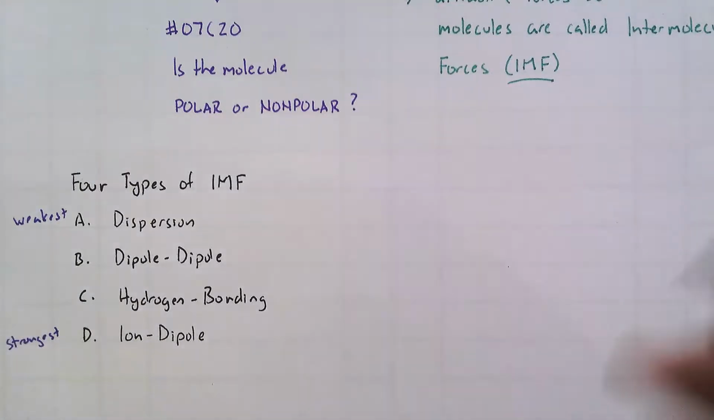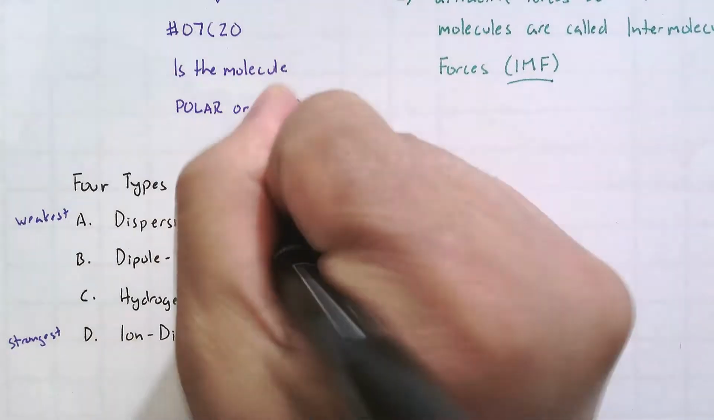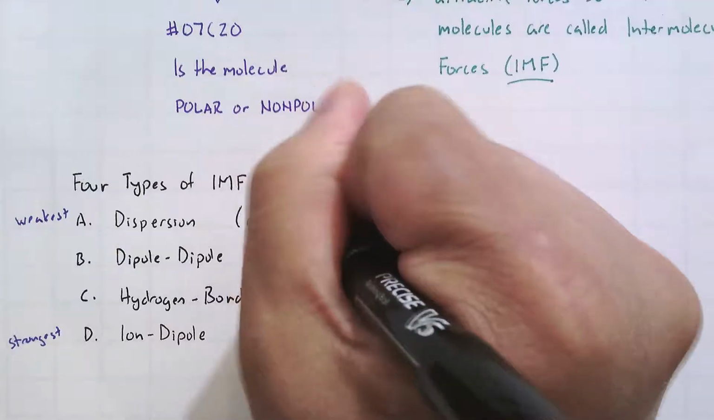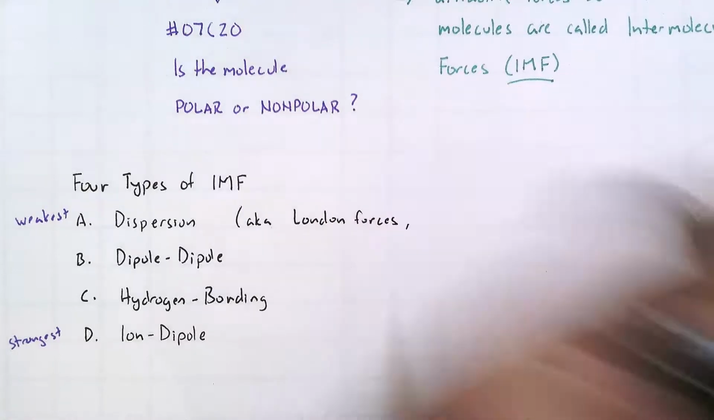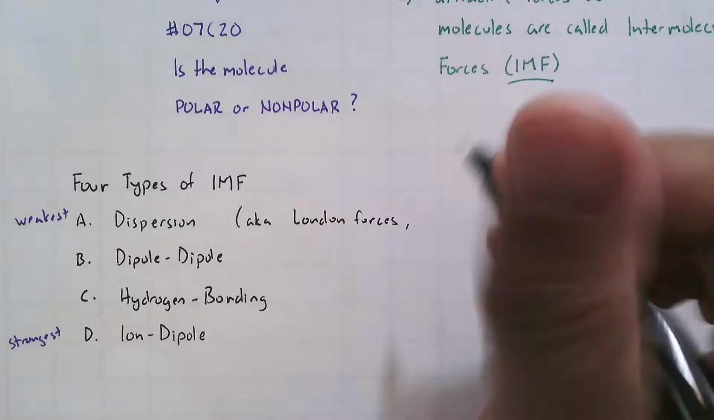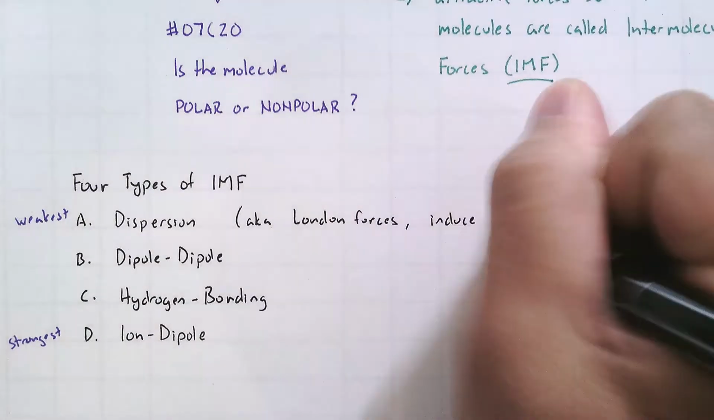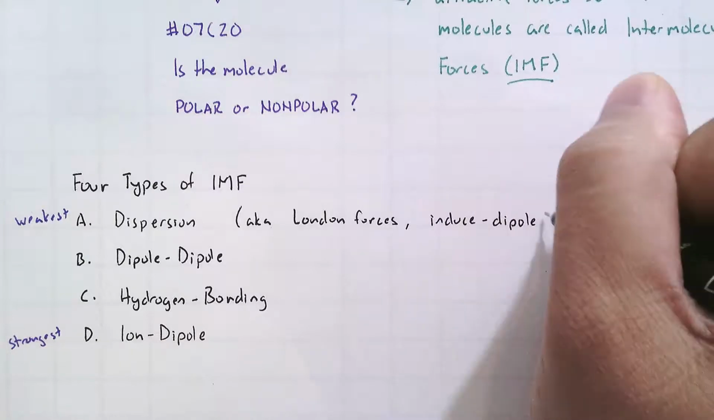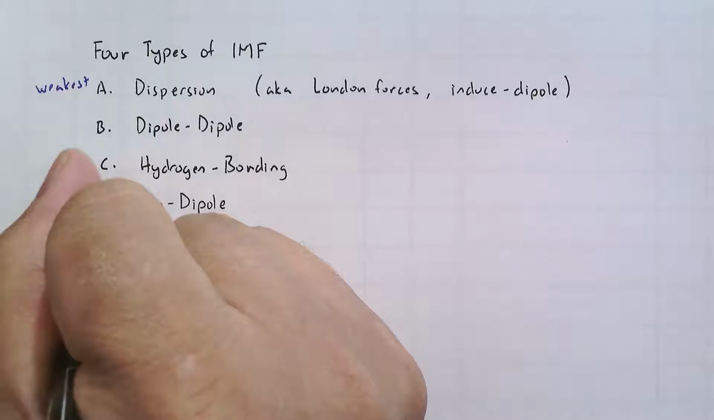Let's take a look at our first IMF. It's called dispersion. Another way people know this is London forces. Some people think of dispersion, or better visualize dispersion, as induced dipole as well. Induced dipole IMF. Okay. So we'll work with A first, dispersion.